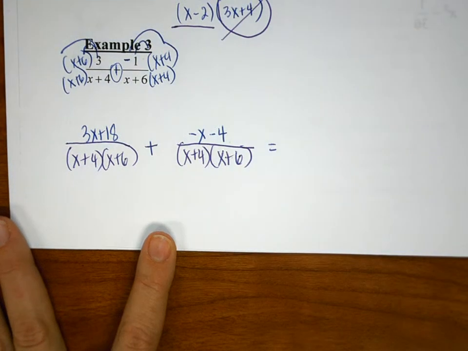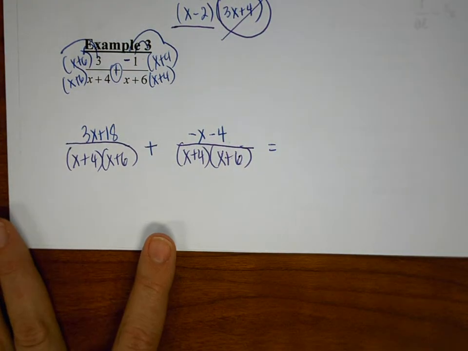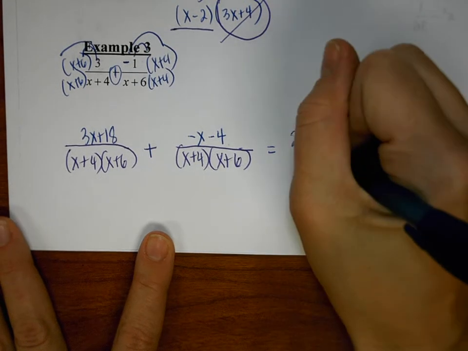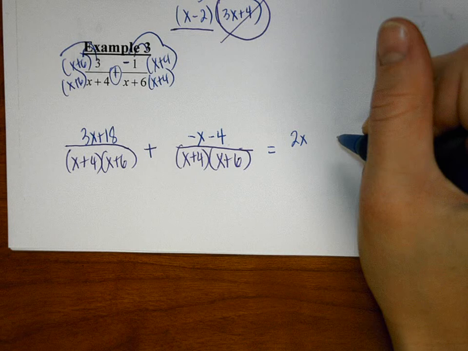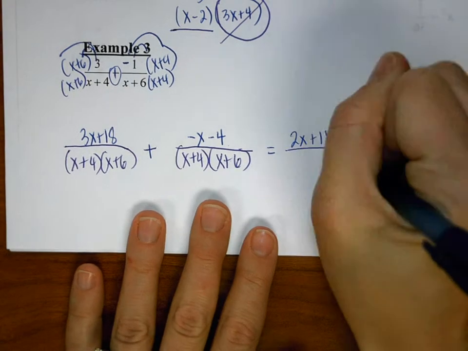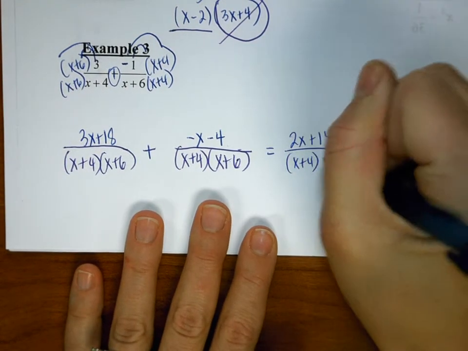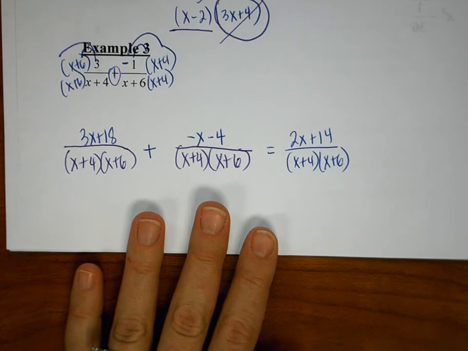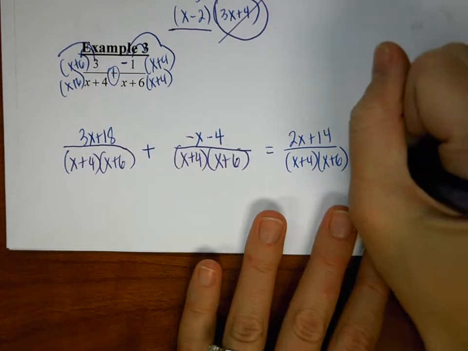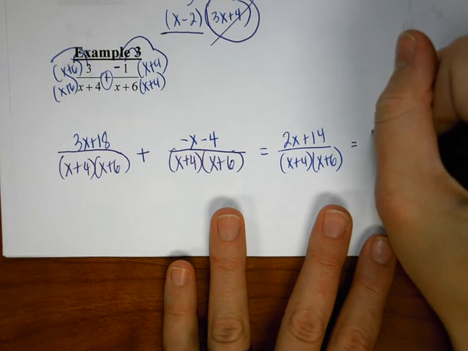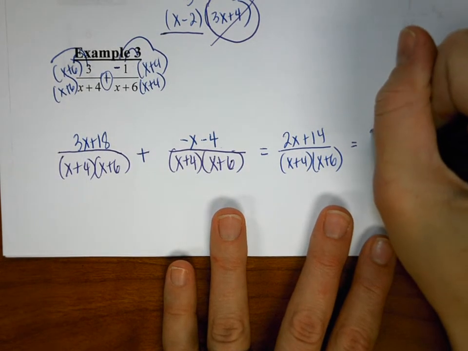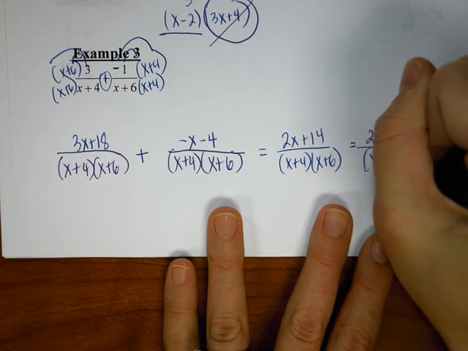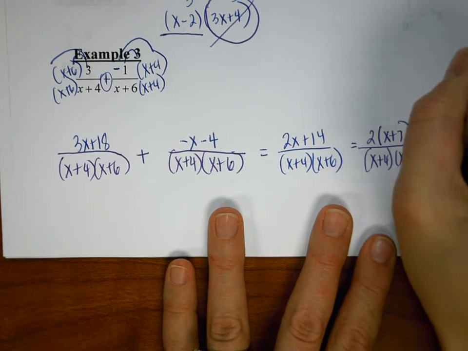Now you can combine your like terms on the top. So 3x and negative x makes a 2x, and 18 and negative 4 makes positive 14. And this is over x plus 4 and x plus 6. Now if you can factor the top, you want to factor it because sometimes you can end up reducing. So can the top factor? We can take out a 2 and we're left with x plus 7. Now did anything cancel? No, but that's my answer.